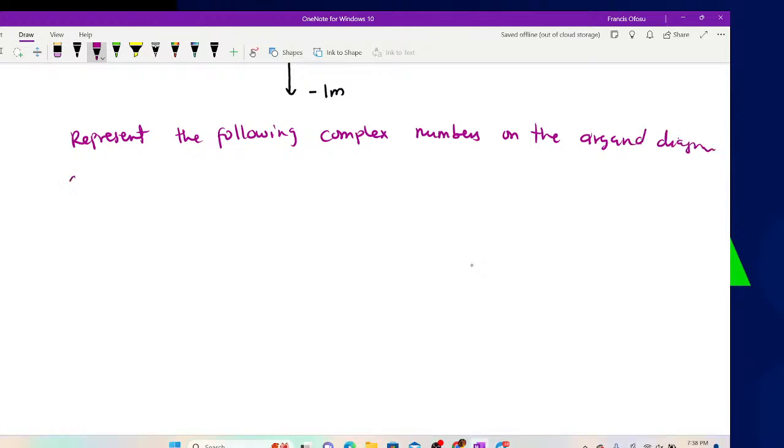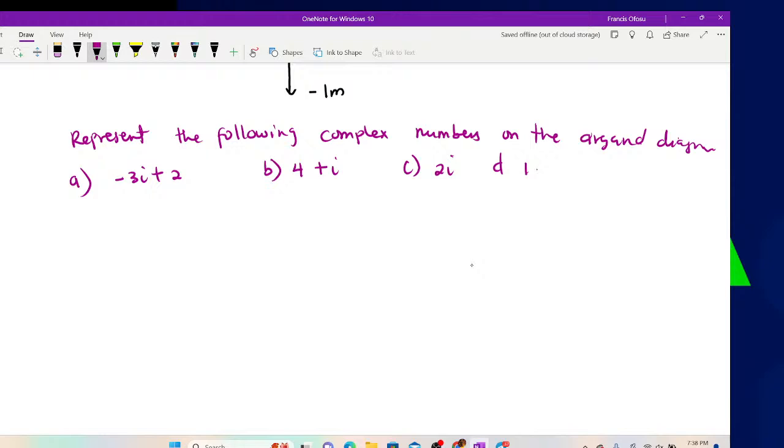So in this problem, I have the A part to be equal to -3i plus 2. I have the B part to be equal to 4 plus i. C, let's say 2i. Then D, let's say I have 1. Yes, 1.